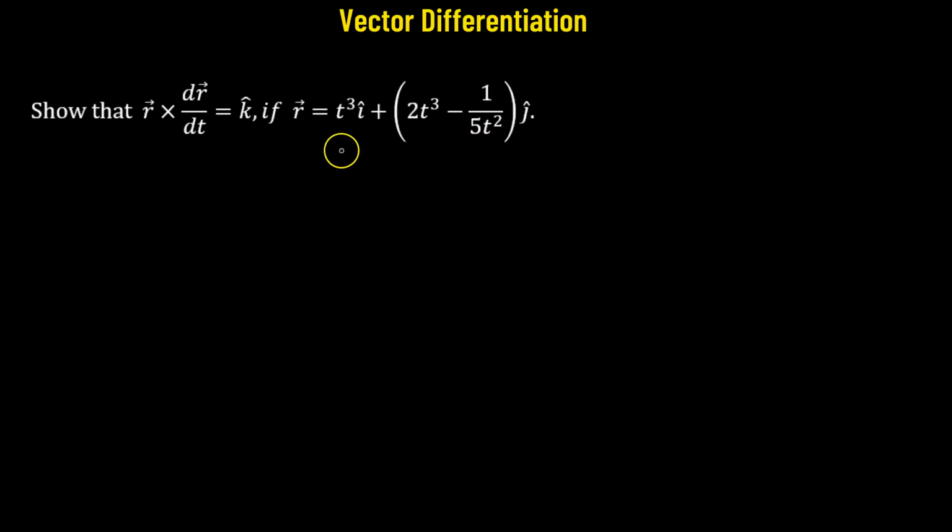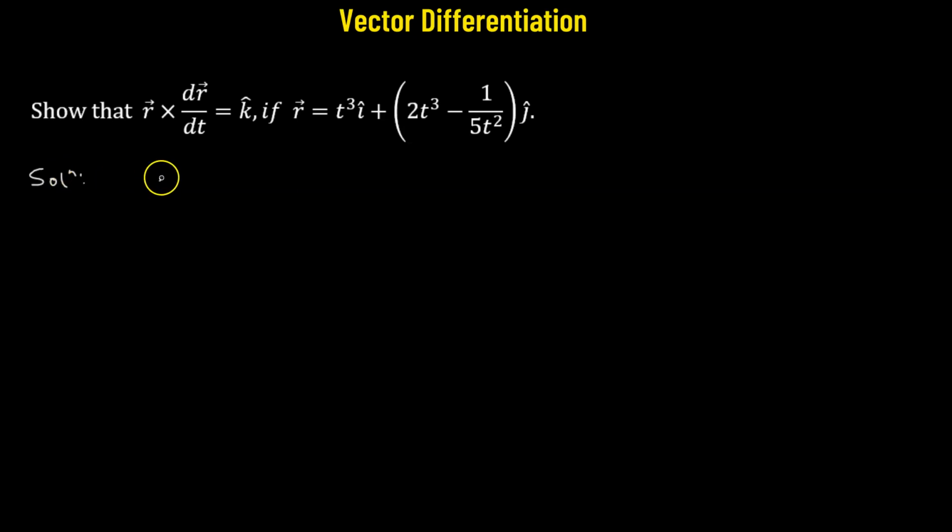So here we have a vector valued function r, which is a function of the scalar parameter t. We need to determine the vector cross product between the vector r with the first derivative of vector r with respect to t. So let us begin.